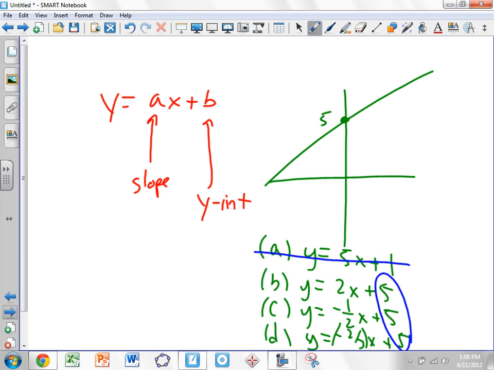Good. It's going up, isn't it? So what kind of a slope do you have to have? Positive. These are negative, aren't they, both these slopes? Yeah. Since they're both negative, these are out automatically. So the only answer that would make sense would be B.